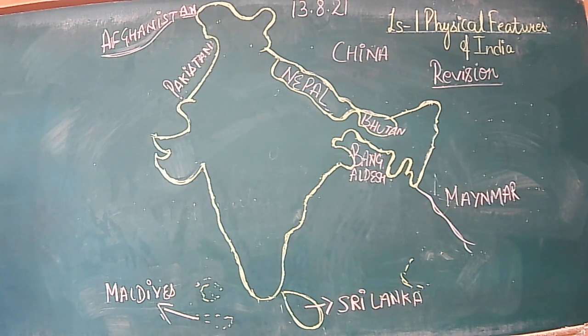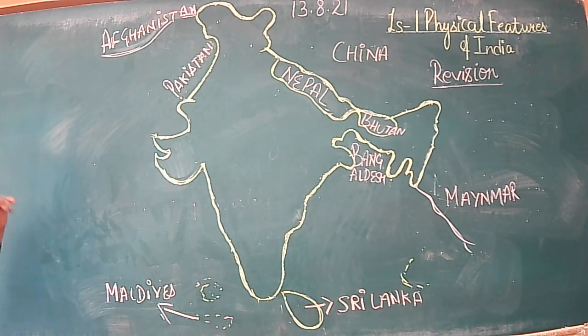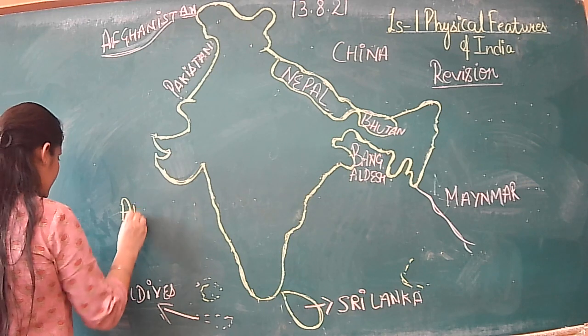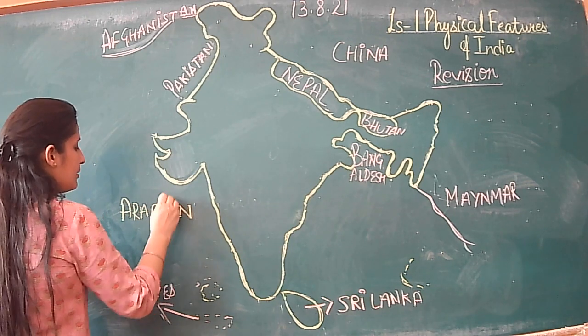Now next comes the islands, or we can also label first the water bodies. So let's first label the water bodies. So first water body, the Arabian Sea, that's in the west direction. In the west direction, which water body we have? Arabian Sea.